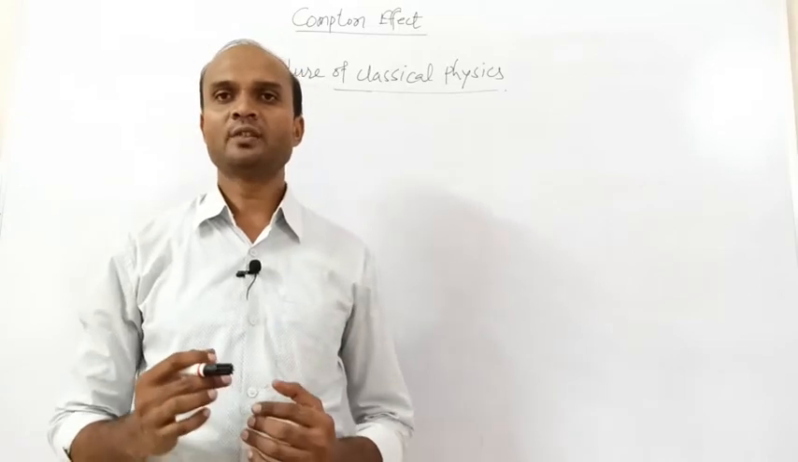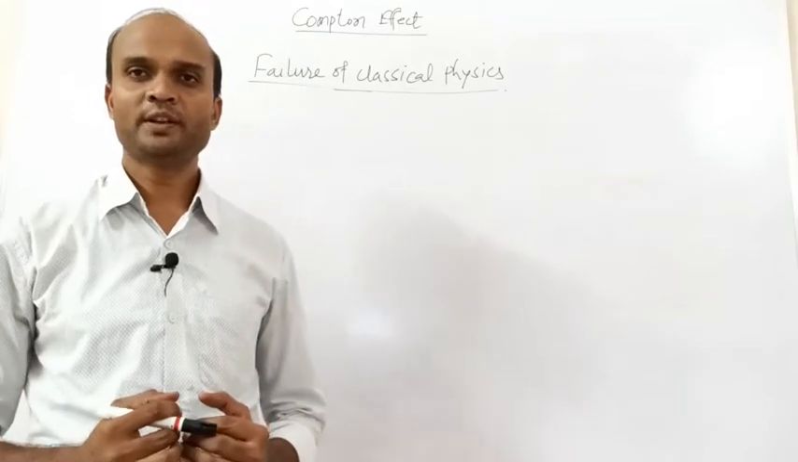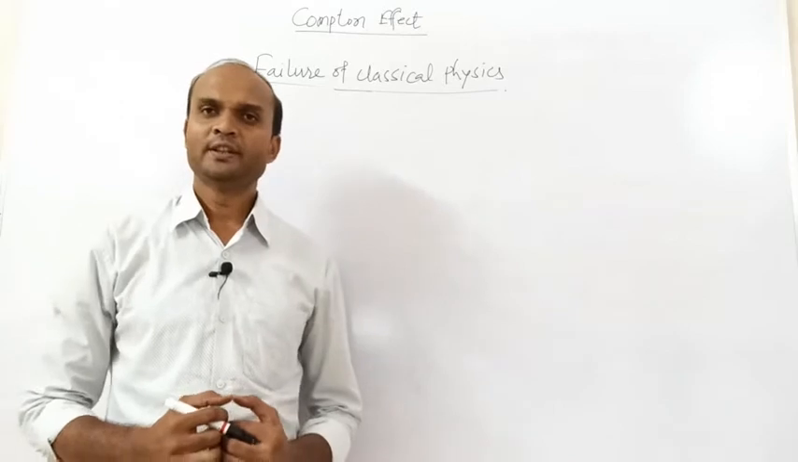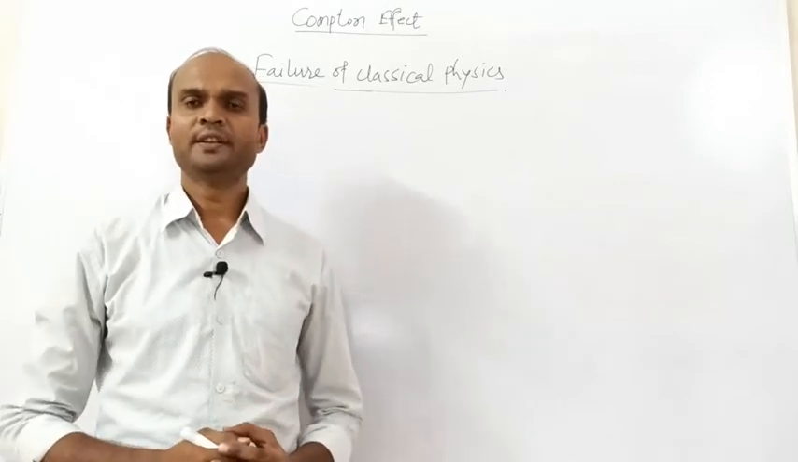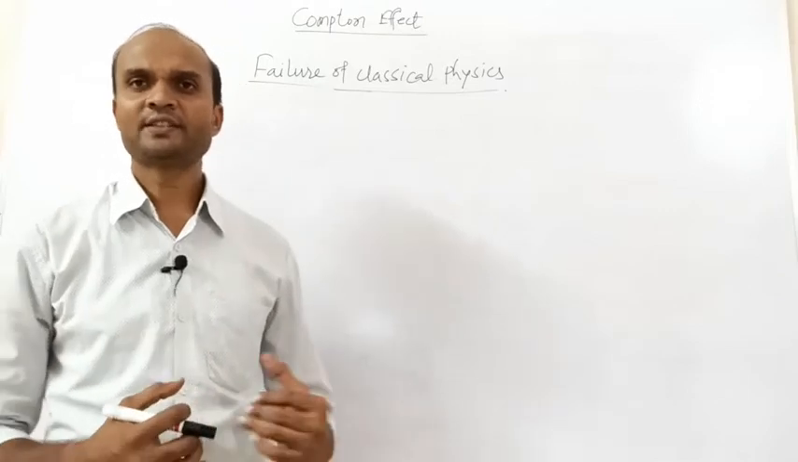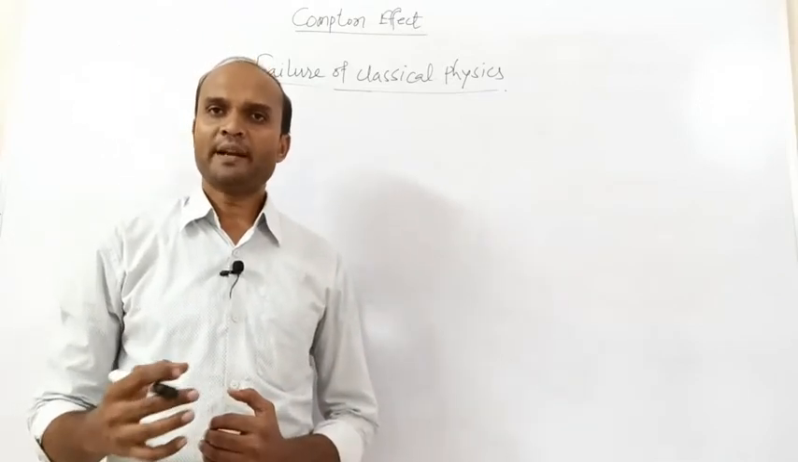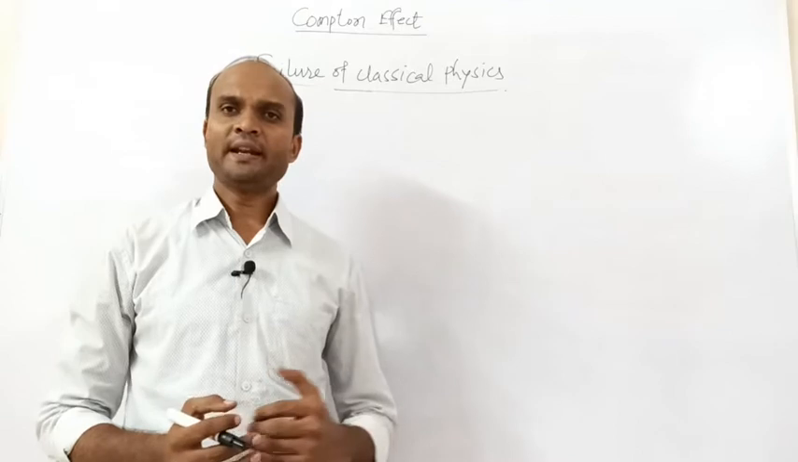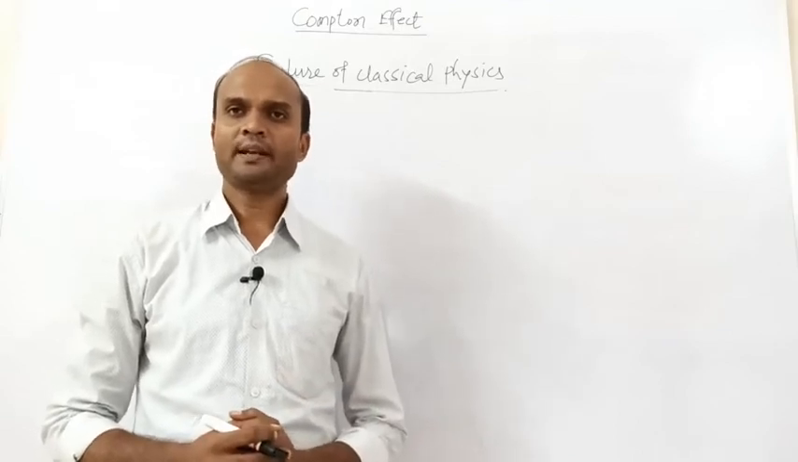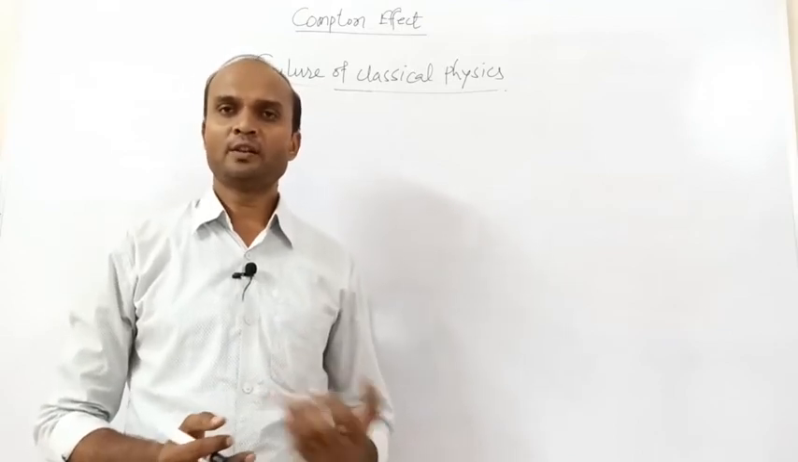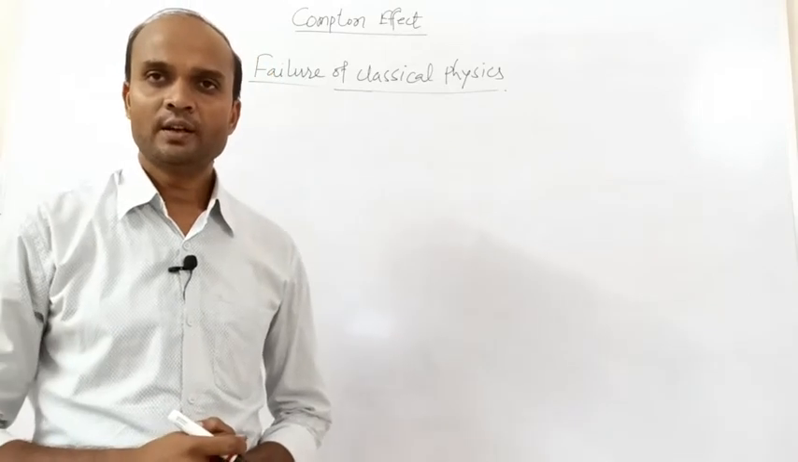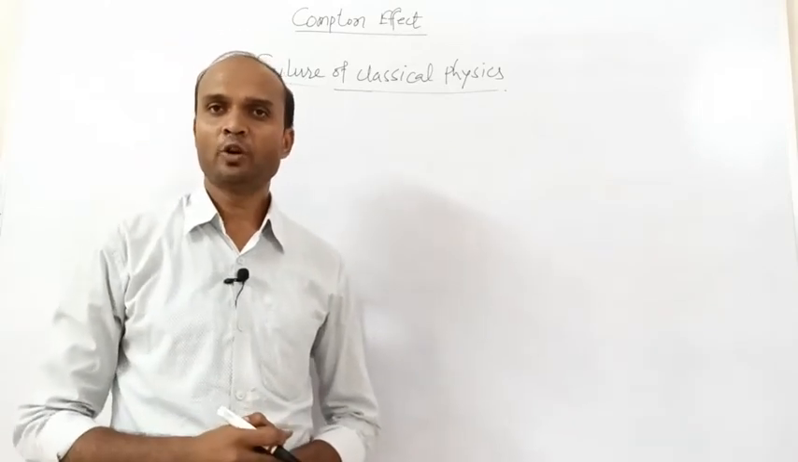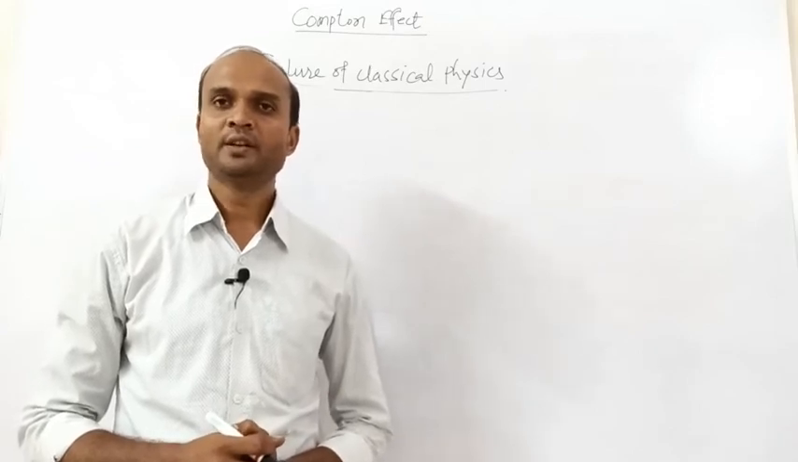Means how classical physics fails to explain the Compton effect. Actually, Thomson had already studied the same interaction, that is the interaction of light with matter, and he applied classical laws. And according to classical laws, there should not be any change or modification in the wavelength.